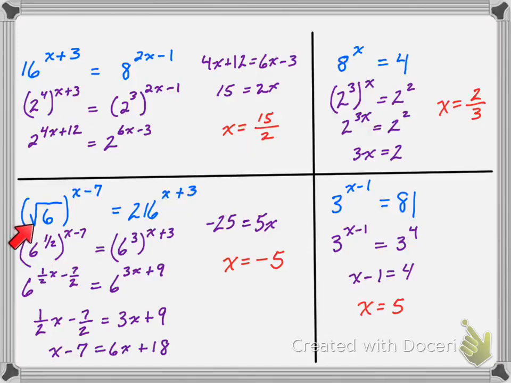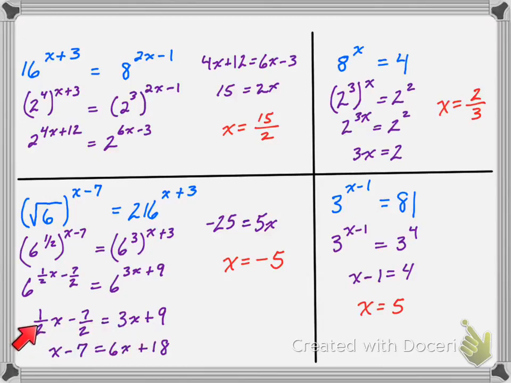Over here, remember that a radical is going to give us a fraction for an exponent. Square roots are the same thing as 1/2 power, and so this becomes 6 raised to the 1/2 raised to the x minus 7. 216 is equivalent to 6 to the 3rd power. Multiplying your exponents gives us this, and setting them equal gives us this.